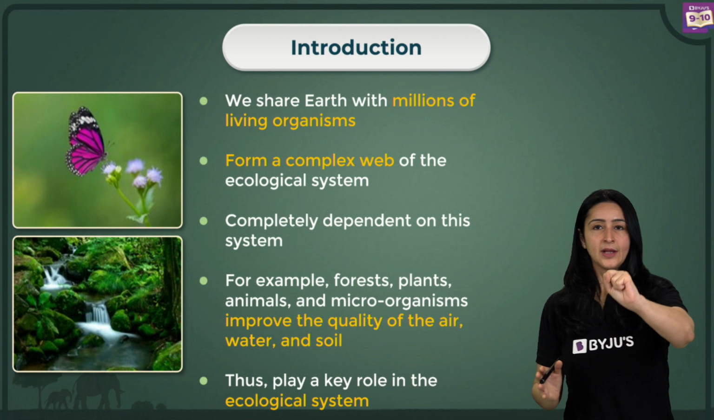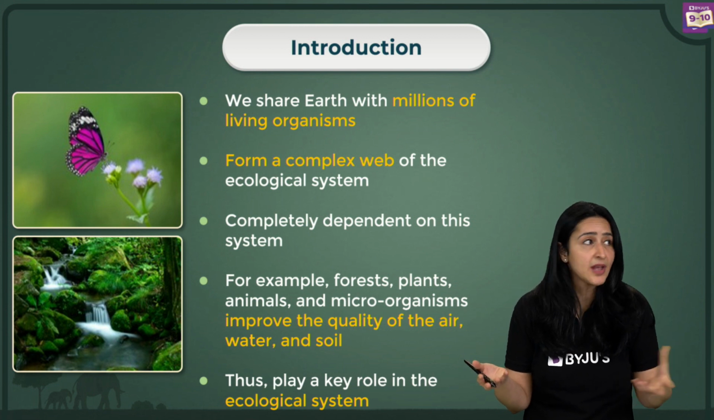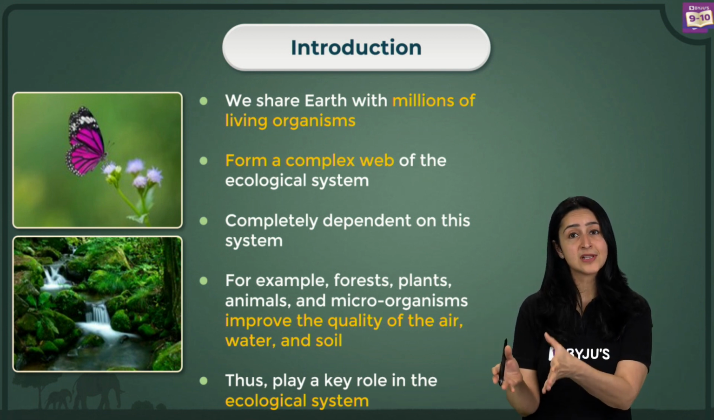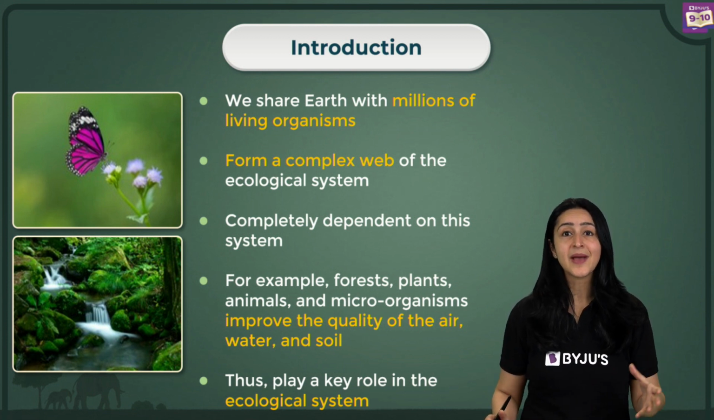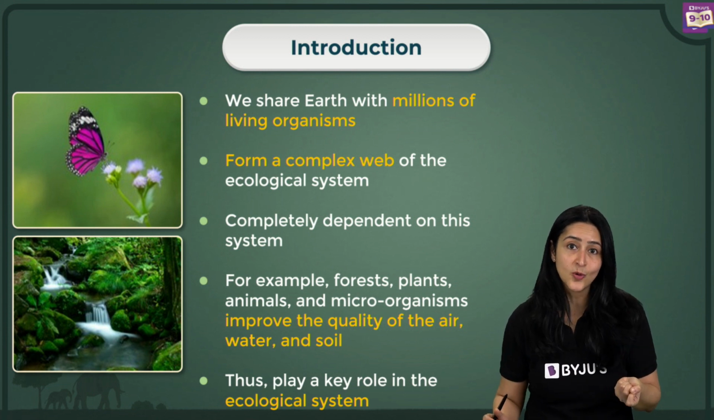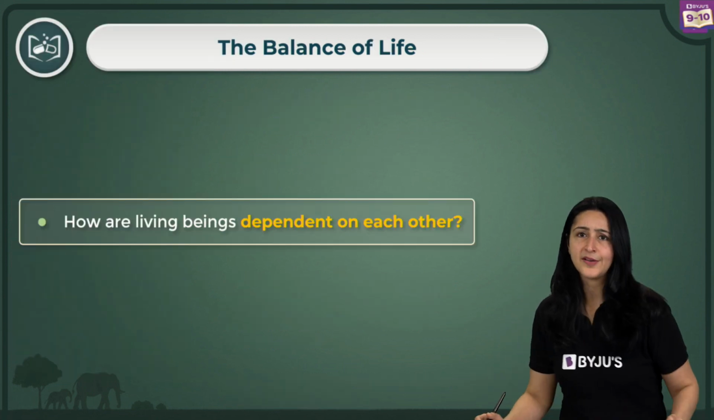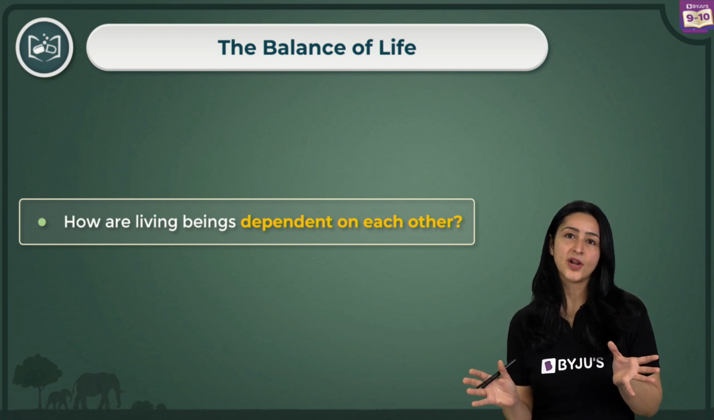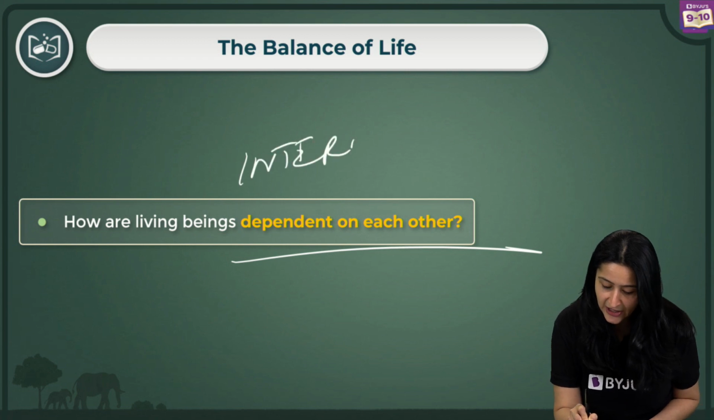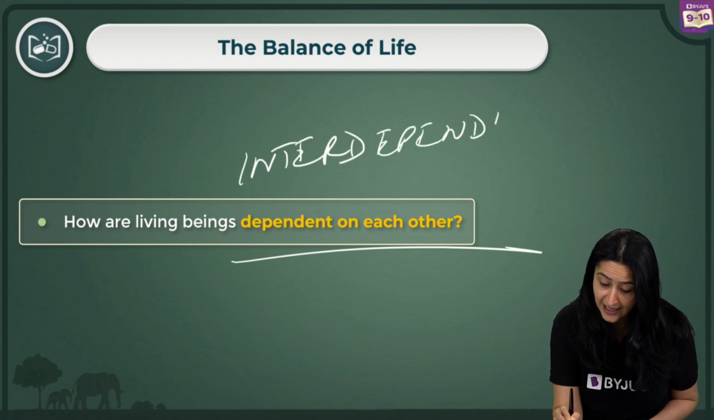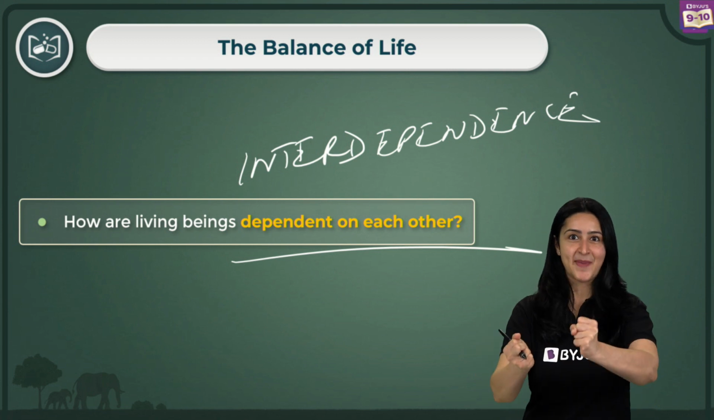For example, we have plants, animals, and microorganisms which improve the quality of the air we breathe, the water that we drink, as well as the soil that produces our food, right? Forests play a vital role in the ecological system as they are also the primary producers of food on which we know that definitely all other living beings depend, right? But you must be wondering, how are living beings dependent on each other? In other words, how is there interdependence? Now, this is very important, okay? So, let's find out how there is interdependence.